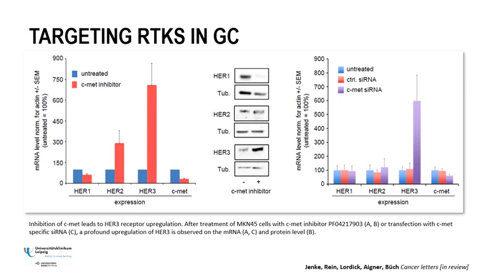When, for instance, we treat cell lines which are characterized by amplification of MET with a MET kinase inhibitor, or when we transfect them with c-MET specific silencing RNA, what we see in quite a short time is that other receptor tyrosine kinases such as HER2 and especially HER3 are upregulated, and this ultimately leads to the resistance against c-MET inhibition.